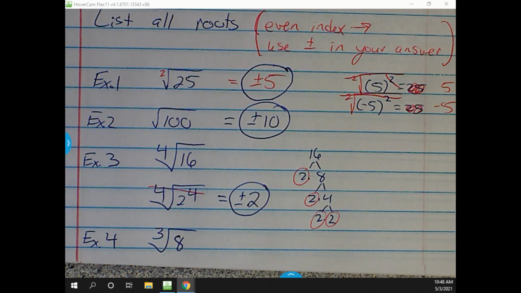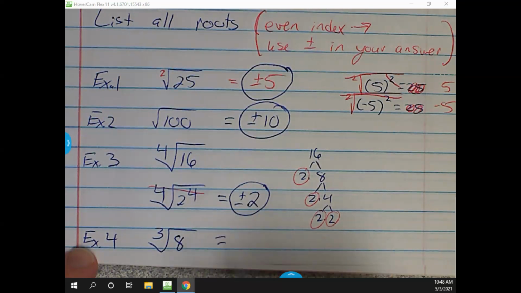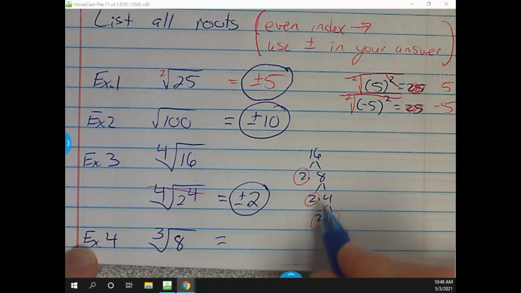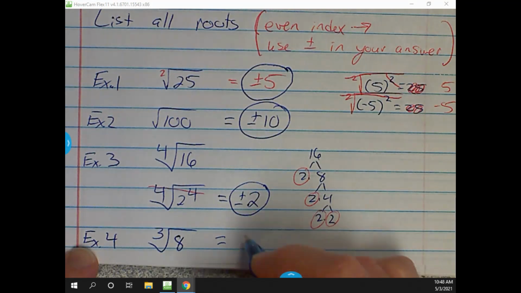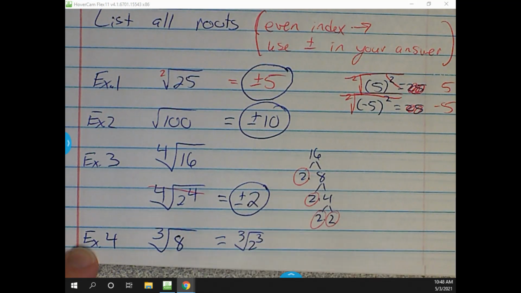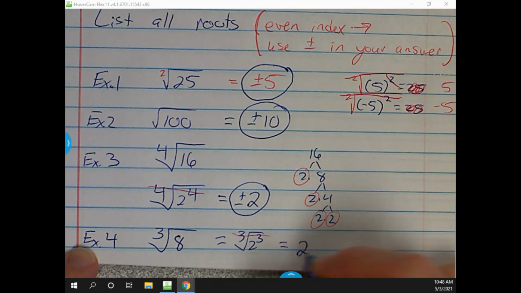Because if you do the third root of 8, again, we check it. 8 would be 2 times 4. That would be 2 times 2. Third root of 8 would be the same thing as 2 to the third. So again, your third power and your third root would cancel each other out. That one would just be a 2.